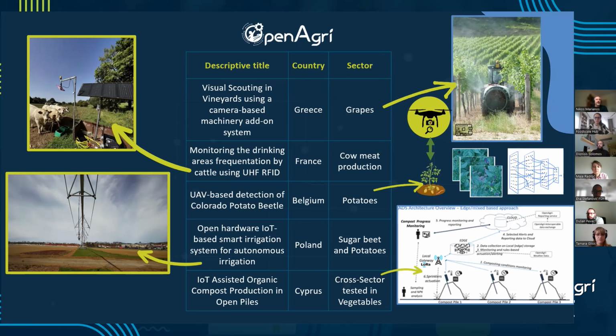The fourth SIP in Poland focuses on sugar beet and potatoes and creating an open hardware IoT-based smart irrigation system for autonomous irrigation. And the fifth and final SIP, which is actually a cross-sector pilot, focuses on developing an IoT-assisted solution for organic compost production in open piles.